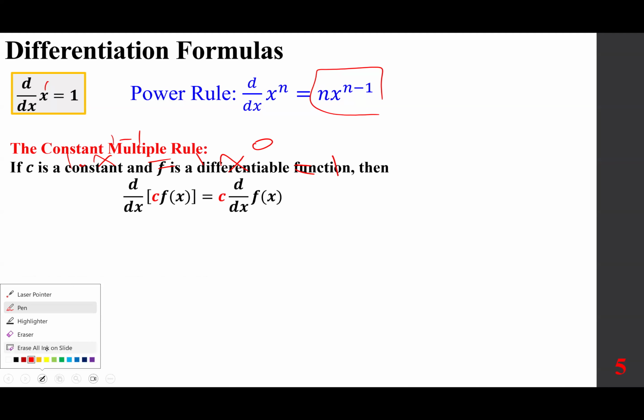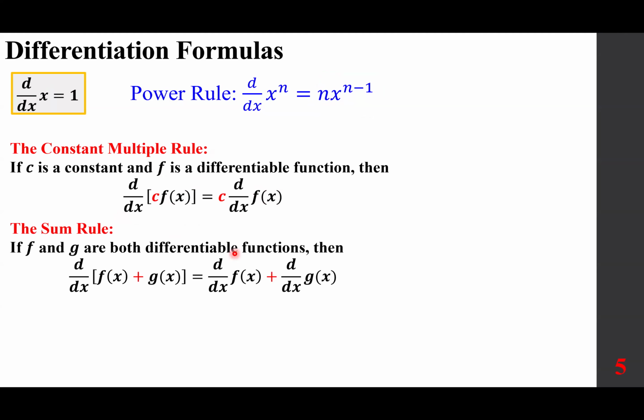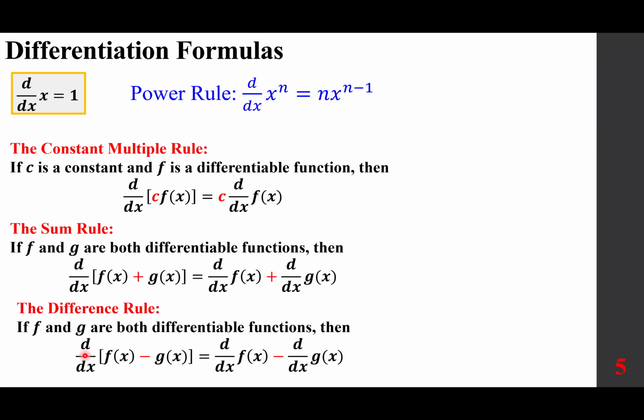Let me erase my work. The constant multiple rule. If c is a constant and f is a differentiable function, d/dx of c f(x) is c d/dx of f(x). Meaning, if you have a constant, take it out. The sum rule, the derivative of the sum is the sum of the derivatives, assuming the functions are differentiable. The derivative of the difference is the difference of the derivatives.